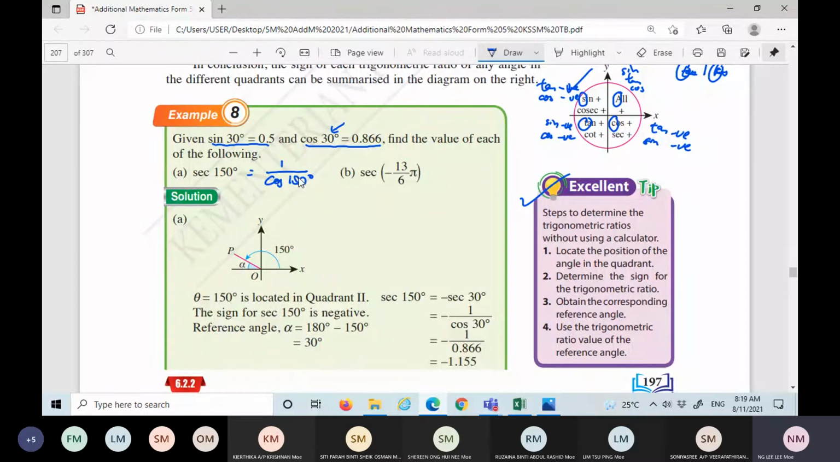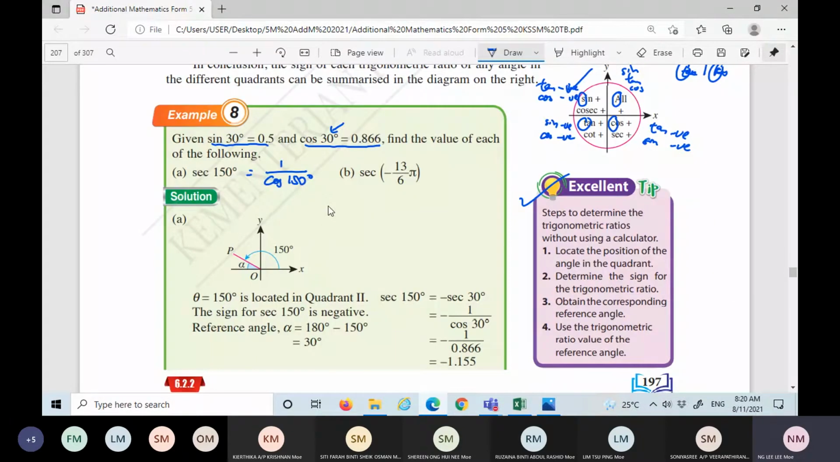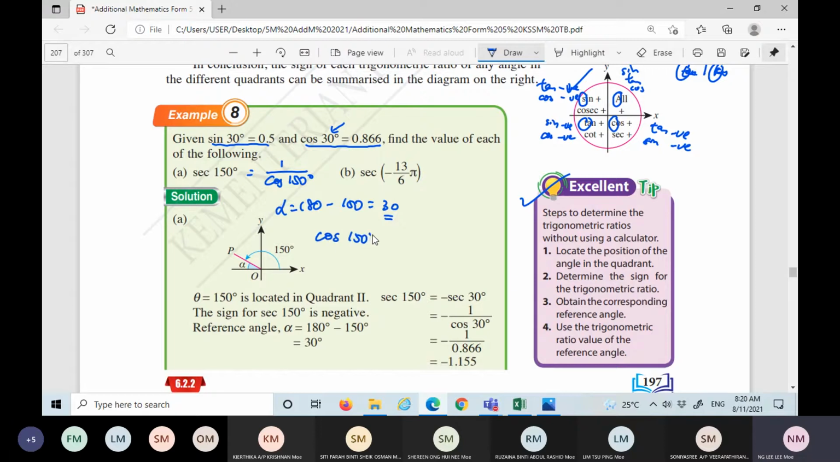Remember, 150 is in the second quadrant. So I go back here. In the second quadrant, the alpha is 180 minus theta. So I check and see: 180 minus 150, I get 30. So this is the alpha, this is the reference angle. What does it mean? It means that cos 150 is equal to cos 30.